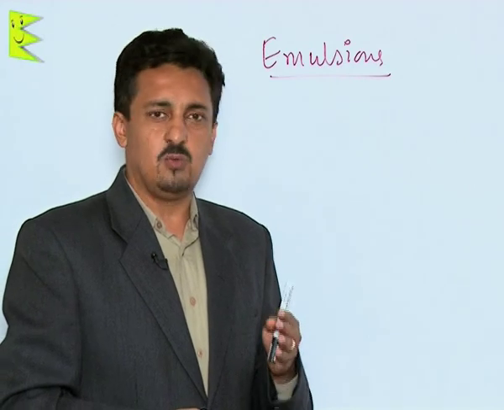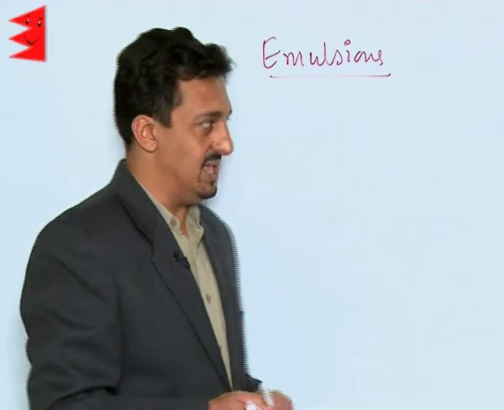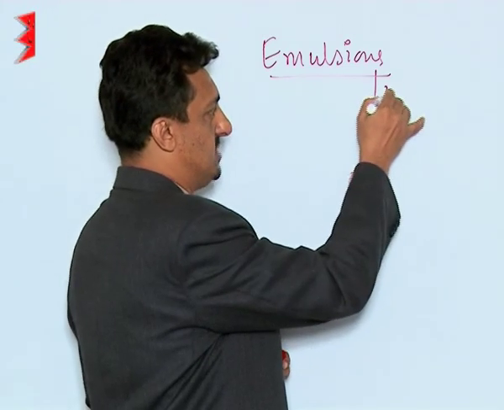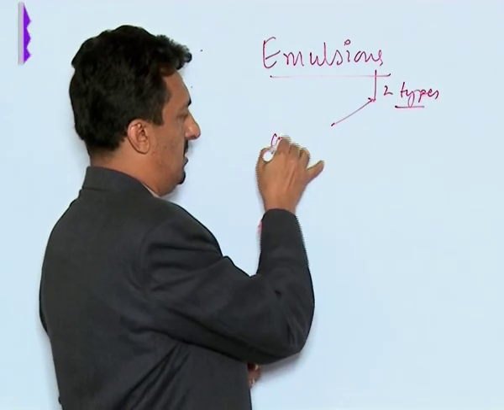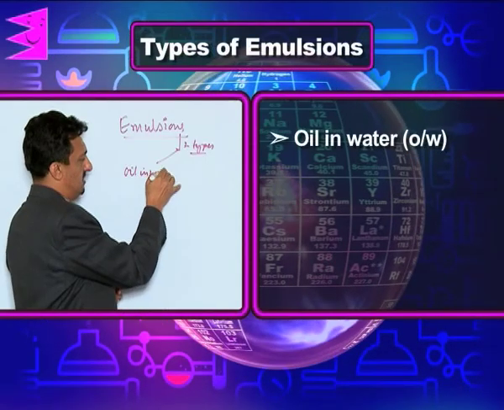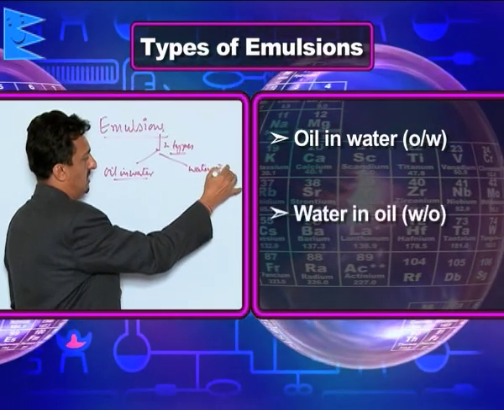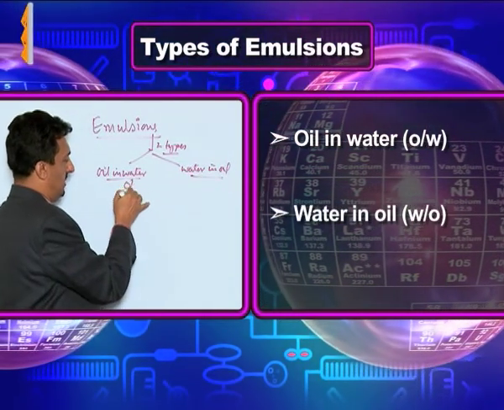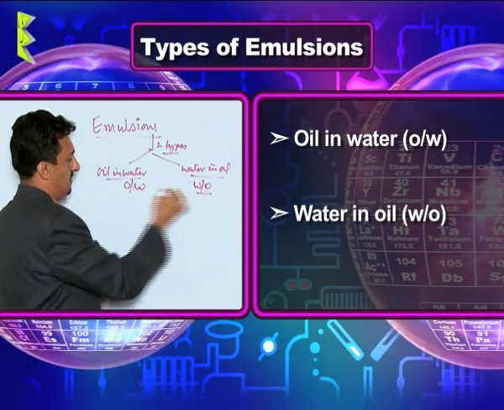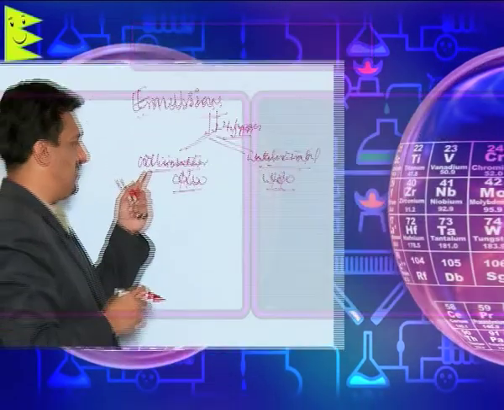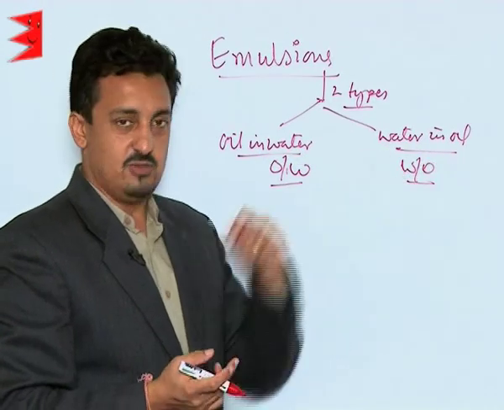Emulsions usually have water as the base, as a solvent. And that is why emulsions are mainly of two types. One is called oil in water, another is called water in oil. It's called O/W and W/O. It means in the first, oil is your dispersion phase and water is your medium. In the second case, water is your dispersion phase and oil is your medium.